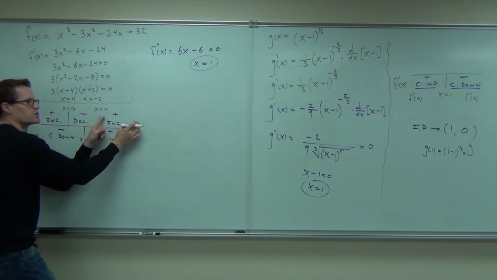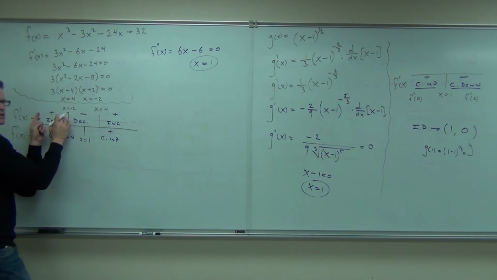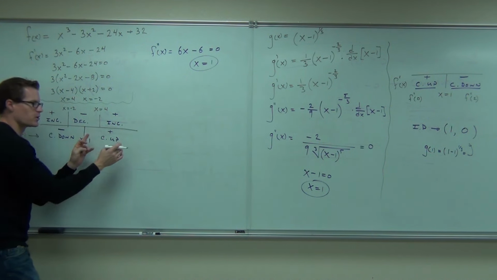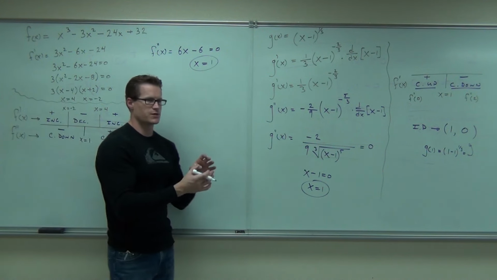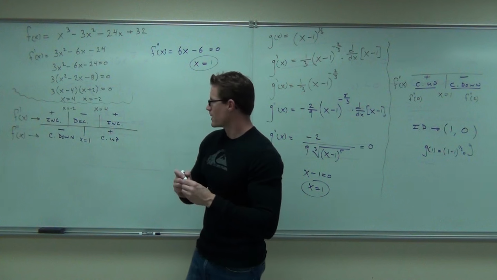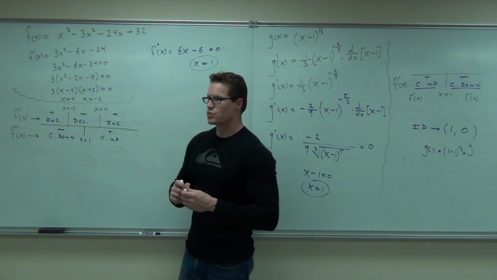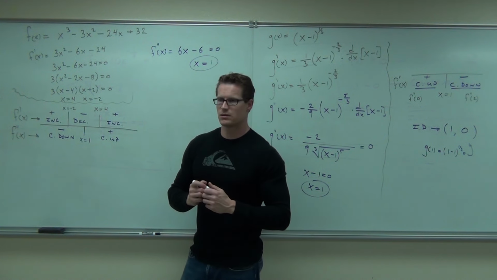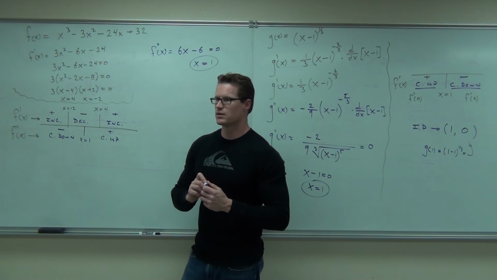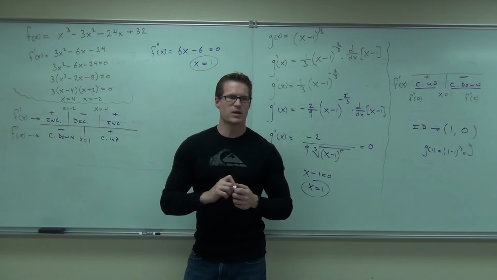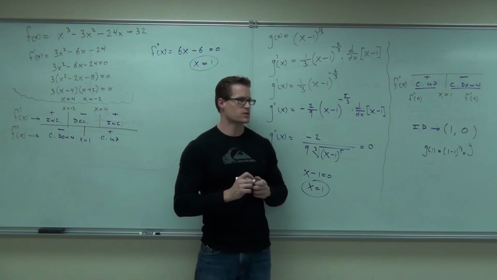So we plugged in numbers in the first derivative to give us increasing or decreasing. We plugged in numbers in the second derivative to tell us concave up, concave down. True or false? We have 2 relative extrema. Relative extrema means a relative max, relative min. Do we have 2 of those things?